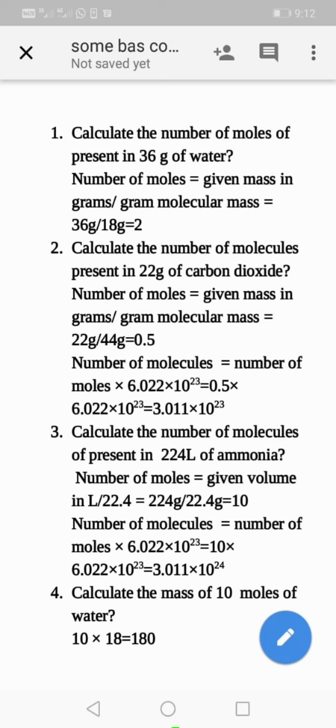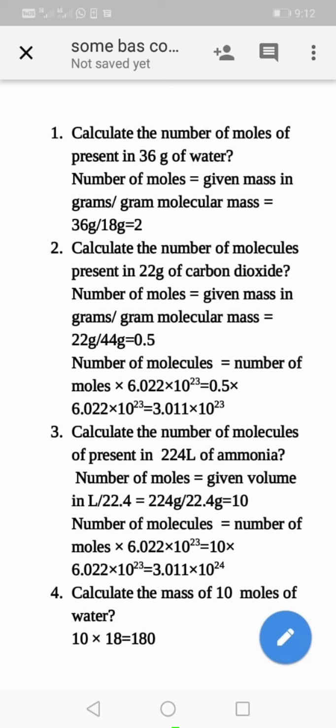That means, Avogadro number, that means 10 into 6.022 into 10 raised to 23. That much is correct. Then the answer is wrong. That means the answer will be 6.022 into 10 raised to 24, but it's given as 3.01, so it's a mistake. So you will have to find out the correct answer. The method you will have to understand, the calculation, but you are not supposed to copy it out.